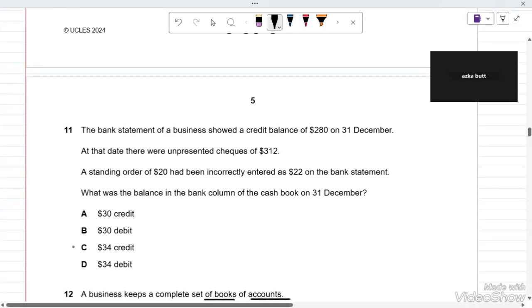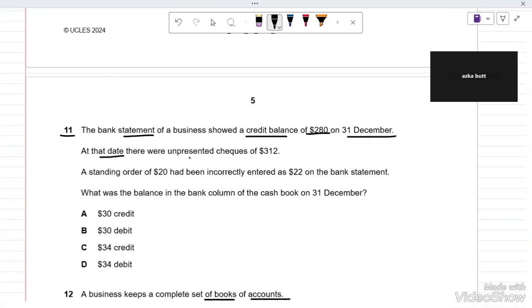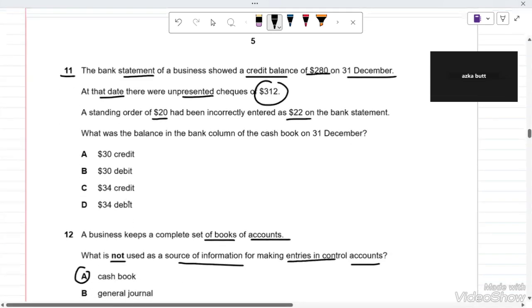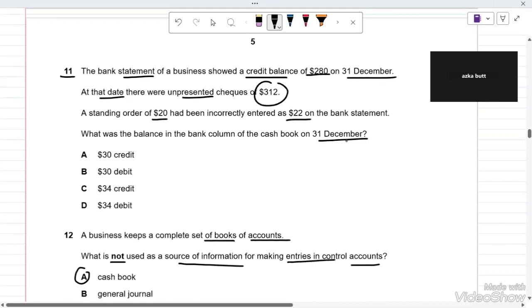Okay, so now let's see question number 11. The bank statement of a business showed a current balance of $280 on 31st December. At that date, there were unpresented checks of $312 and a standing order of $20 had been incorrectly entered as $22 on the bank statement. So what was the balance in the bank column of the cash book on 31st December?